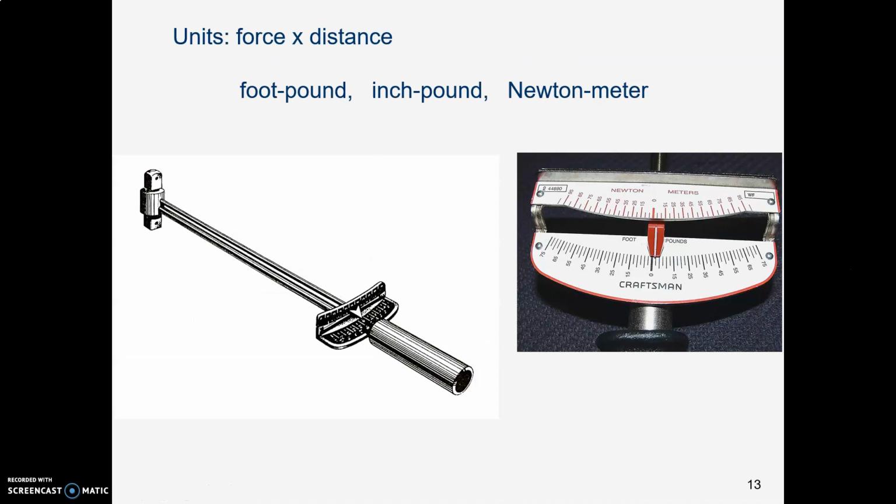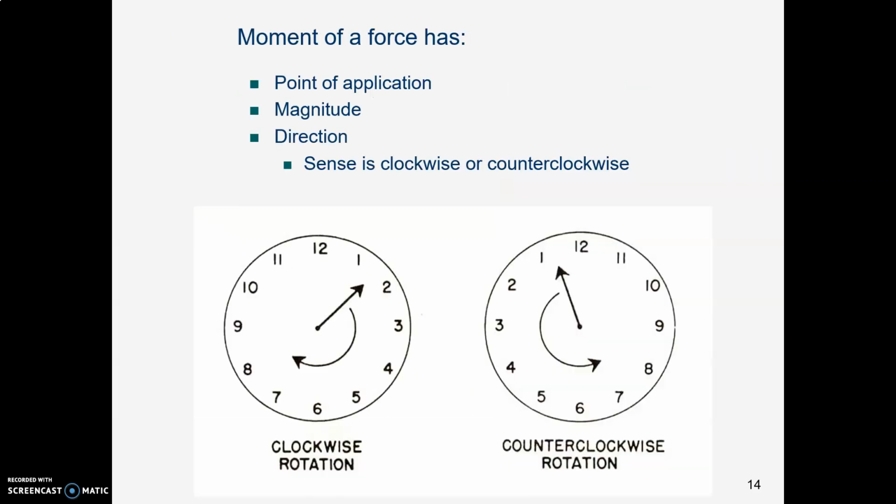You may have seen a thing called a torque wrench, and a torque wrench is measured in foot-pounds if you're in the imperial system, the US system, or in Newton meters if you're in the metric system. It could be foot-pounds or inch-pounds. I will just point out that technically speaking, we should be calling it pound-feet because moment is force times distance. But everybody says foot-pounds and inch-pounds and Newton meters, so that's what we're sticking with.